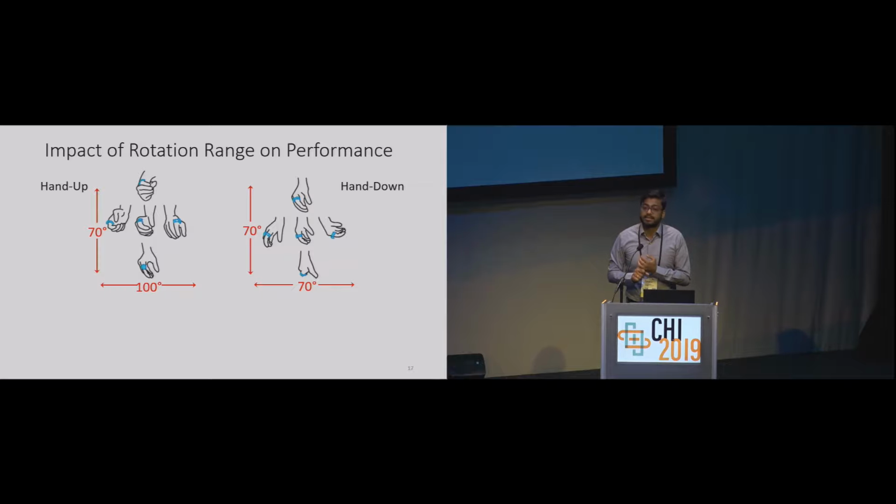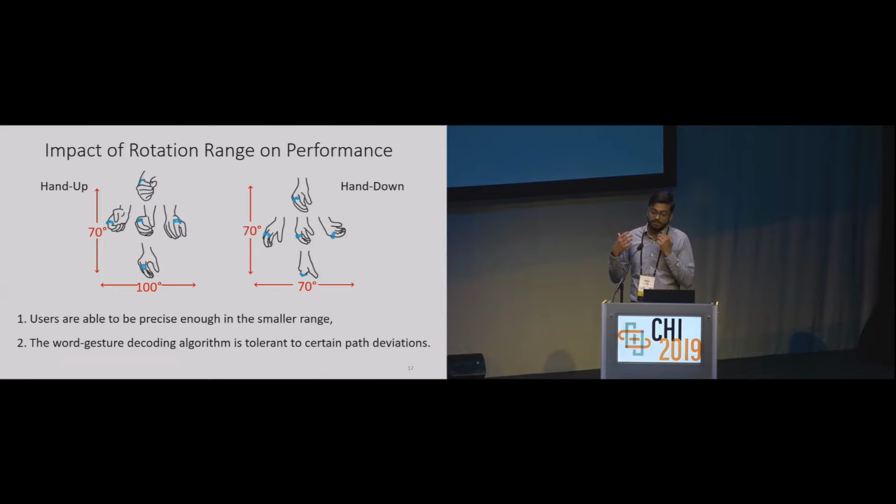And this is the x-axis of the keyboard where you have 10 buttons, so you need a lot of precision, right? But as you saw in the results, the performance of hand down and hand up are very similar, both in terms of speed and accuracy. So what is happening here? These results basically tell us that, one, the users are able to be precise enough even in the smaller range. And second, that the word gesture decoding algorithm is tolerant to a certain amount of deviation.